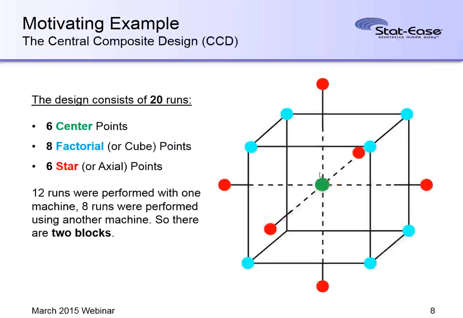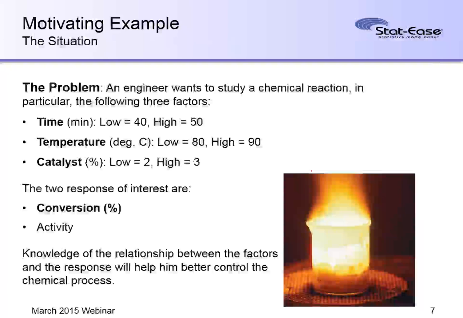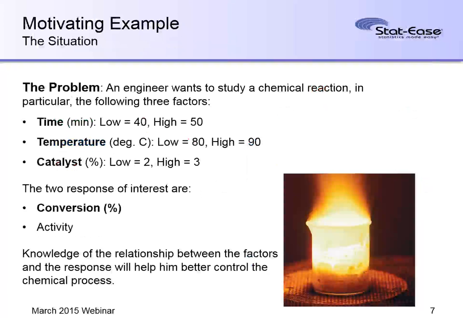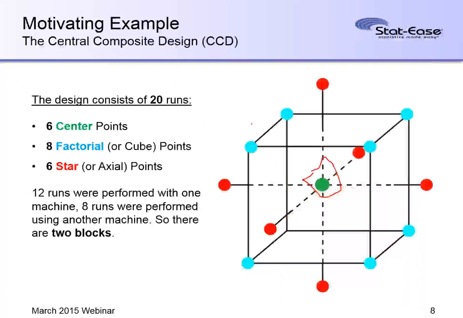Let me go ahead and actually circle these points as I describe them. So here are the center points, and there are 6 of them, which are run at the midpoint of the 3 factors. So those are run at a time of 45 minutes, a temperature of 85, and a catalyst of 2.5. Then we have 8 factorial points, which are the points here on the corners of the cube, and these points are run at triplets of these values here. So for example, 40, 90, and 2 would be a point here on this cube.